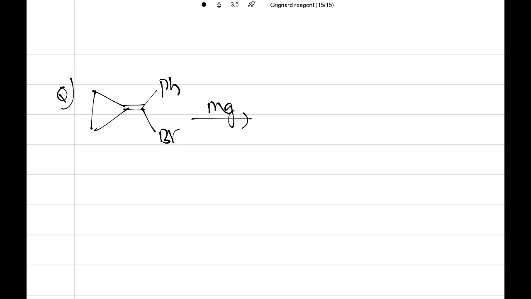Next question, very important. Look at this one, it is a previous year question. It has here Ph and here the bromine. When this reacts with magnesium in the presence of ether, we can get A. A is reacting with formaldehyde followed by water hydrolysis, and we can get B. So what is the B here?